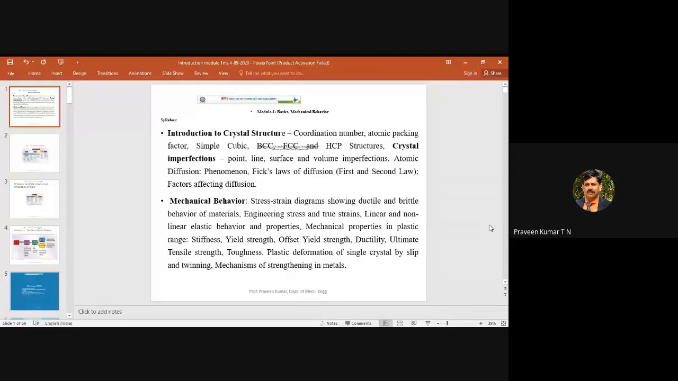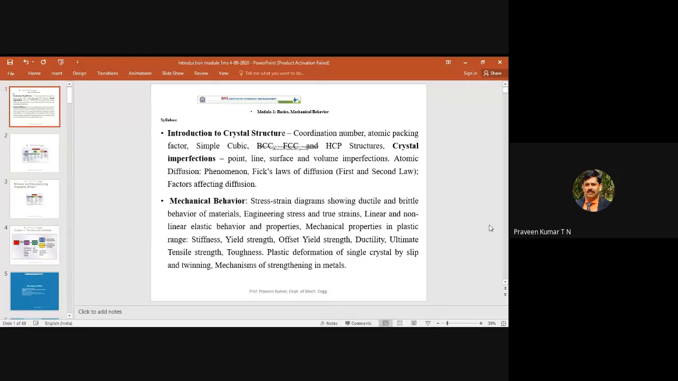In today's class you are given how the atoms are arranged in those structures. At least you have to imagine it. In the next class I may show only the schematic sketch, handwritten sketch, and handwritten derivation for the atomic packing factor. Then you have to study the crystal imperfection.